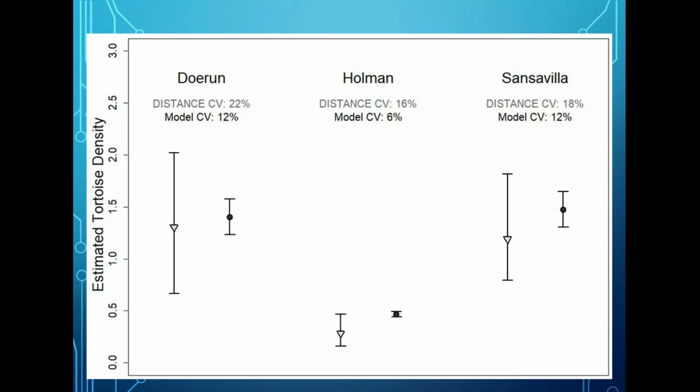The first is that our model always estimates that there will be more tortoises than Program Distance is saying. We also have much more precise estimates. Somewhere between 0.6 and 2.1 is a very large range of densities, especially when you convert that into abundance, whereas ours is a much smaller interval. And then also the CV, which is the coefficient of variation. When you're looking at these surveys, ours also cuts that in half.